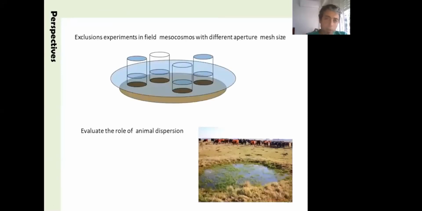We also have some perspectives based on our results, and we will test the potential relation between dispersal and dormancy using exclusion experiments in the field with mesocosms with different aperture mesh sizes. Some mesocosms are open and also closed with different mesh sizes. And also we're planning to evaluate the role of animal dispersal.